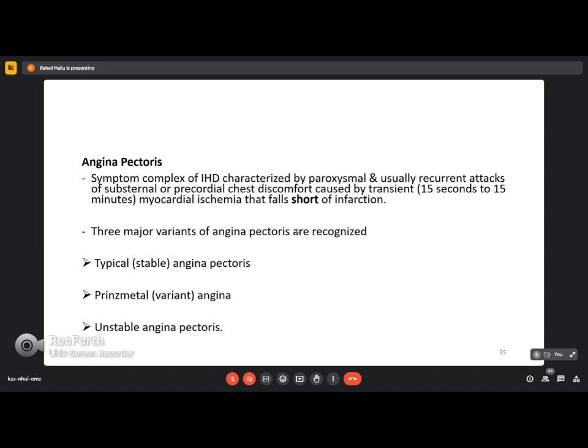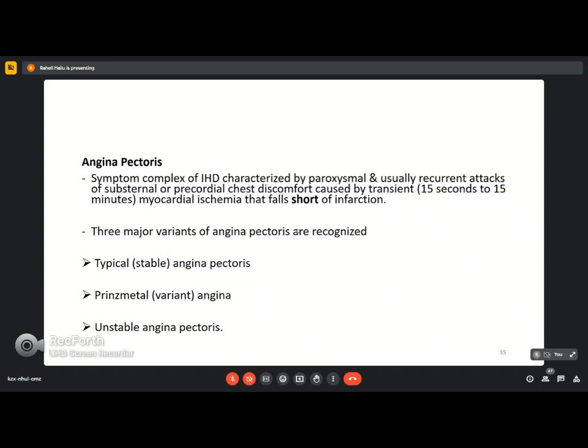And it is usually transient. It doesn't last beyond 15 minutes. And it's just myocardial ischemia that falls short of infarction. Then that means there will not be actual muscle death. Okay, there's no tissue damage or loss.